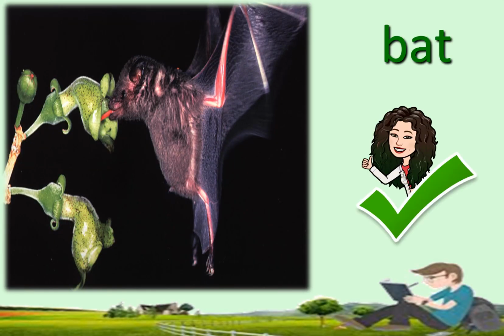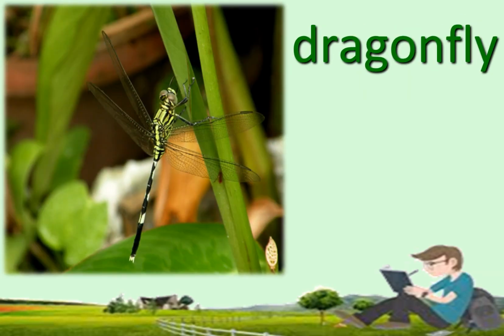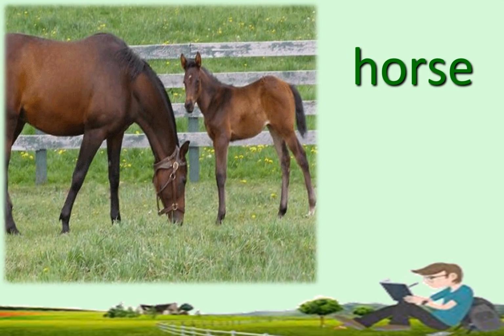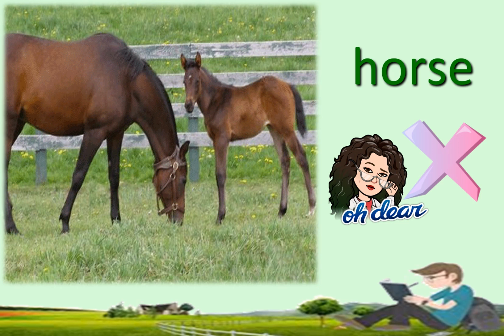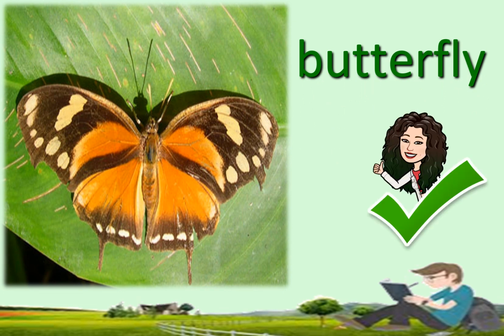Bat, check. It is a rainforest animal. Dragonfly. Yes, you can see this in the rainforest. Horse. Oh dear, this is not a rainforest animal. Where do you think you can see these animals? Butterfly. Correct.